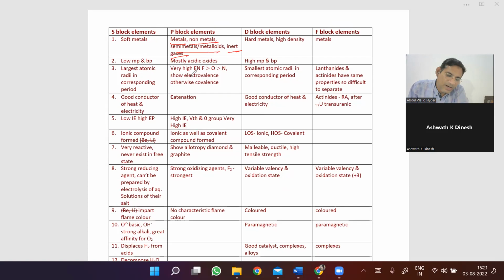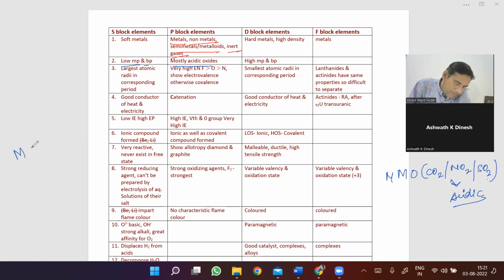Now see, these have low MP and BP. These are mostly acidic oxides. P block elements means non-metallic oxides, such as CO2, NO2, SO2, SO3. All these are always acidic. What about basic oxides? That is metallic oxides. Metallic oxides are always basic, for example, Na2O.